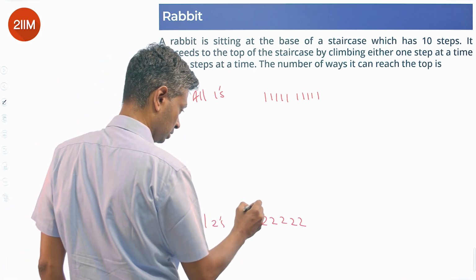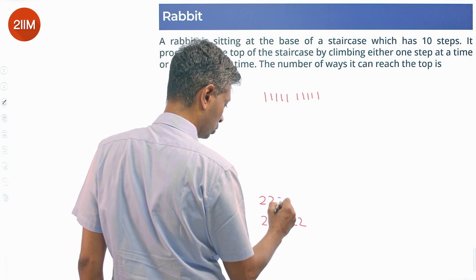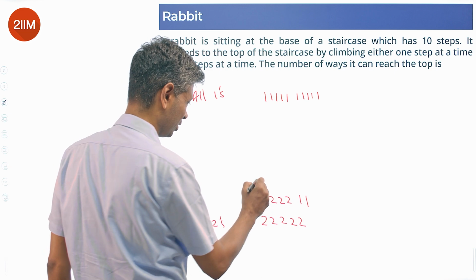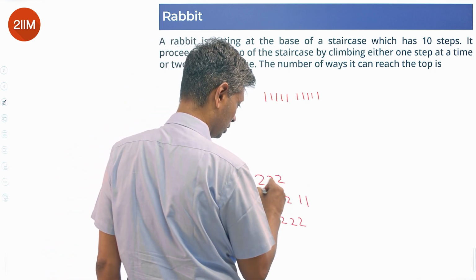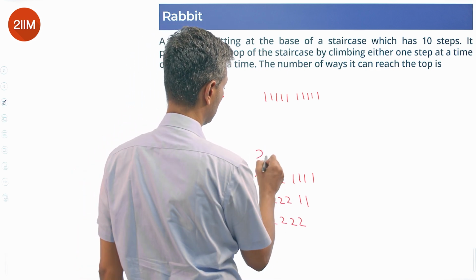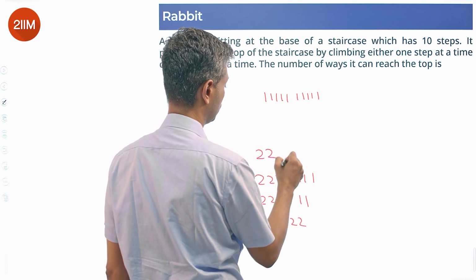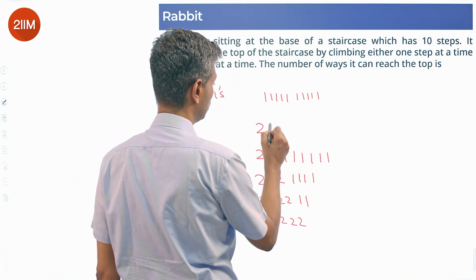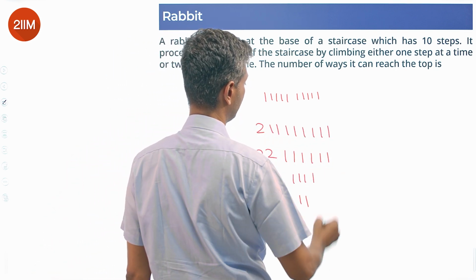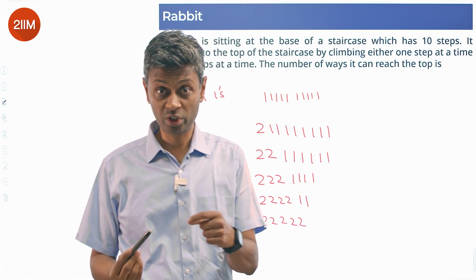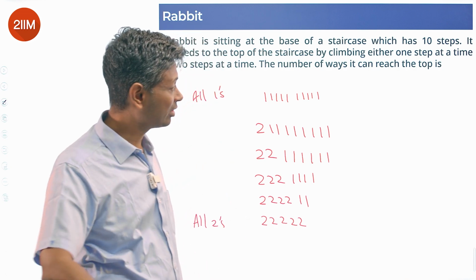Then the next combination could be 4 twos and 2 ones. Next could be 3 twos adding up to 6, and 4 ones. Next could be 2 twos adding up to 4, and 6 ones. Then 1 two and 8 ones. These are the combinations in which 1 step and 2 steps can be combined to add up to 10 steps.